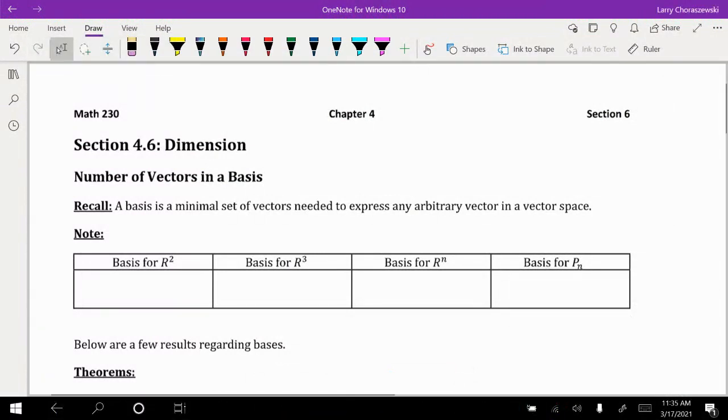Yesterday, we fused a couple of sections together, namely sections 4.3 and 4.4. Section 4.3 was on span, and the day before yesterday was on linear independence. And we saw that in order for a set of vectors to be a basis, they not only need to span the vector space that they're coming from, but they also need to be linearly independent. If a set of vectors satisfies both criteria, it forms what is called a basis.